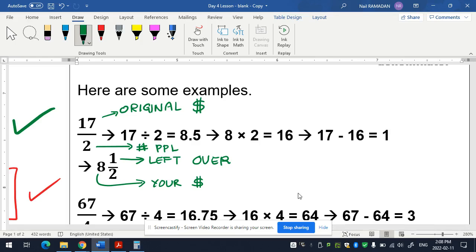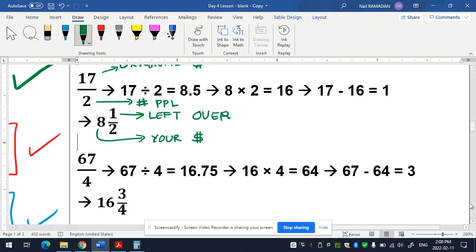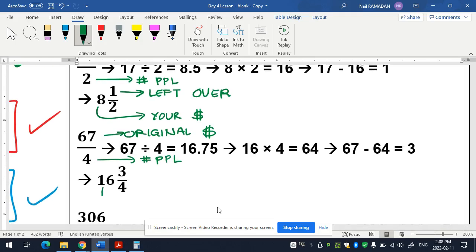All right, let's label this one again. 67 is what? 67 is the original money. You're dividing it by 4 people, so that's the number of people. What does that mean? Each person gets $16, so that's your money. And 3 is the what? Left over.